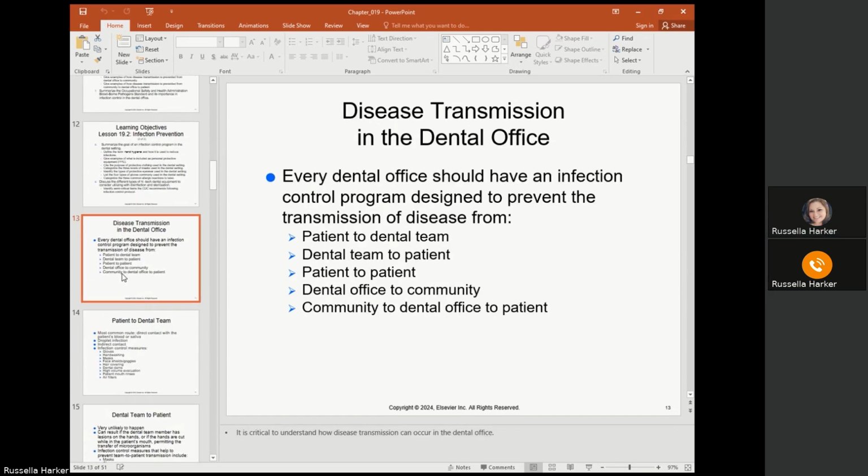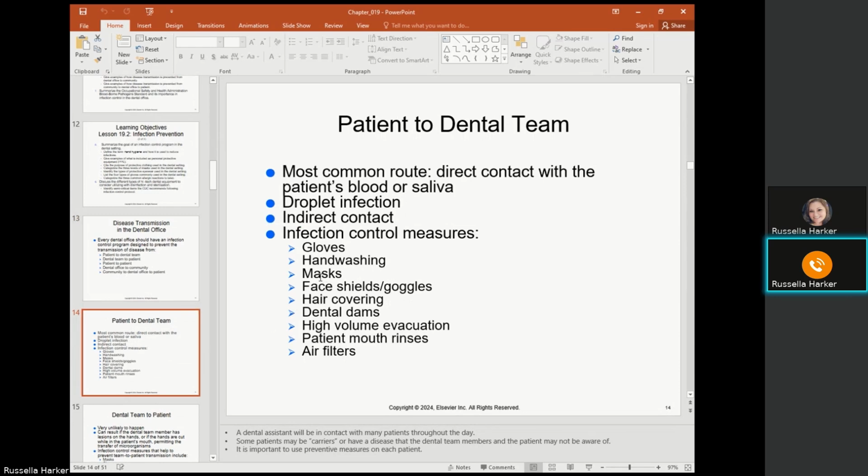Let's go down a few slides. Here we have them listed in disease transmission in the dental office. Let's start here instead. Every dental office should have an infection control program designed to prevent the transmission of disease from patient to patient, patient to dental team to patient, dental office to community, community to dental office to patient.